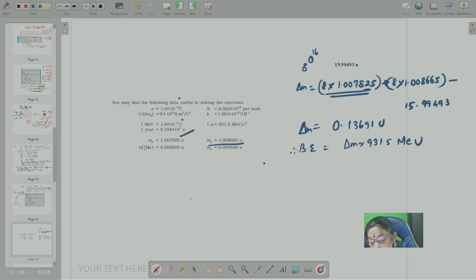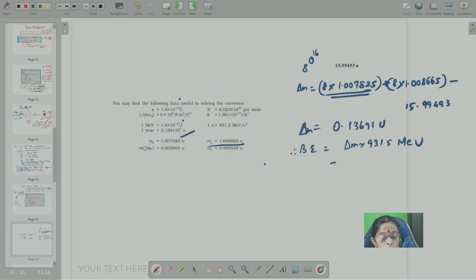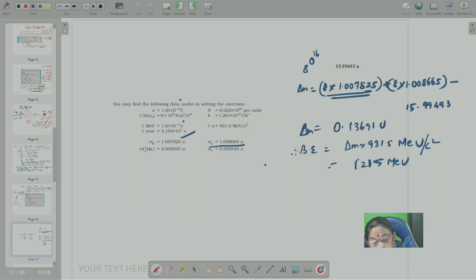See here, 931 mega electron volt per c square. So 127.5. So that is equal to, you will get 121.5 mega electron volt. Check here, 127.5 mega electron volt per c square. That is all children, binding energy. So likewise you can find out. So we know binding energy and we know mass defect.